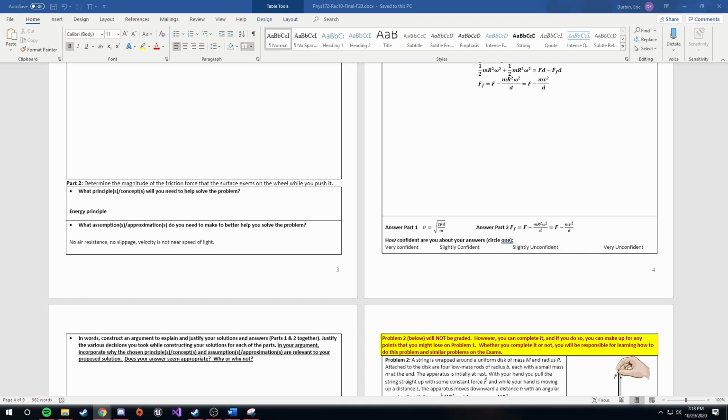So are we assuming, did we say there's no friction in this? Is there friction for part two? Well, we're trying to find the friction. No. Okay, I'm sorry, I'm trying to figure things out.